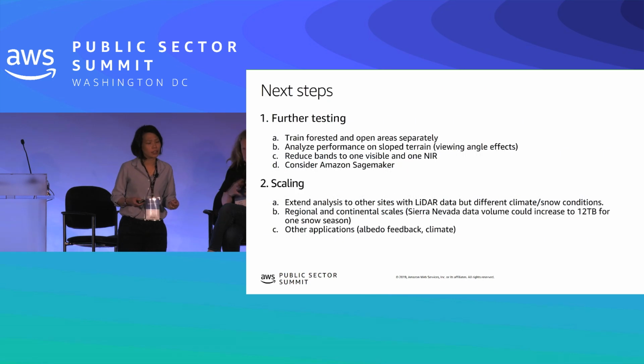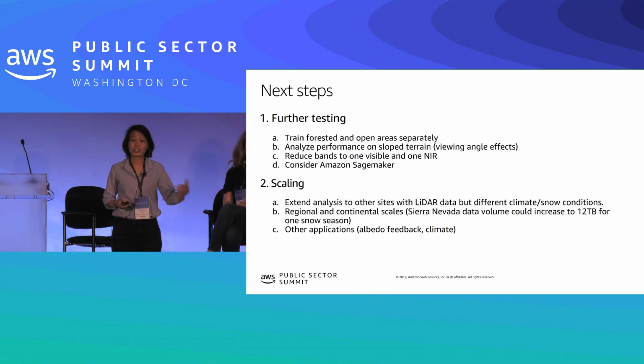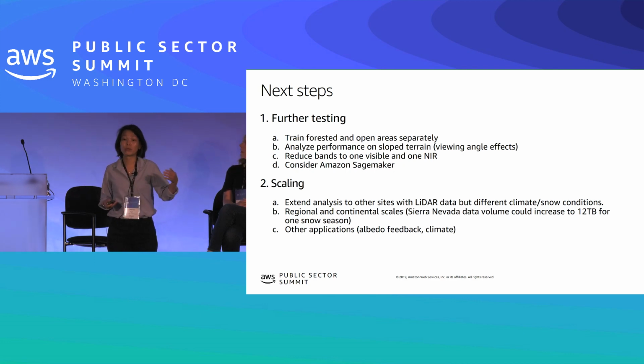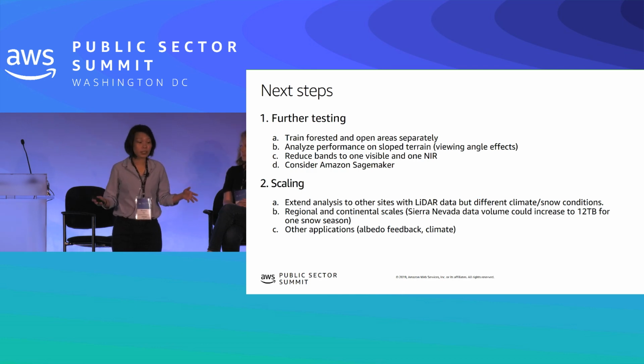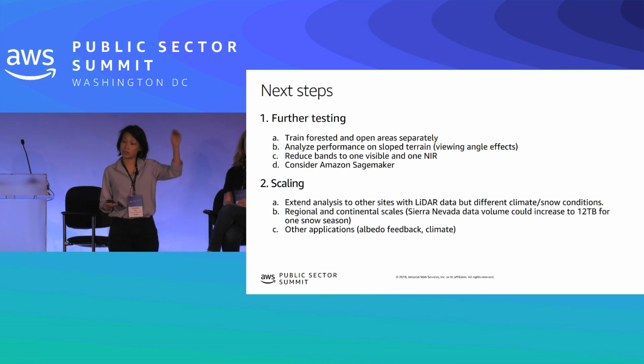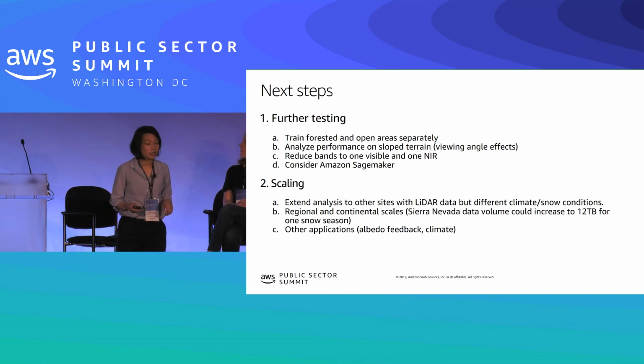But the next steps for us are really to further test this neural network. We want to train the neural network in forested areas alone versus open areas and then see how that works. And also to analyze the performance on slope terrains, because if you're interested in mountains, that's where the snow always happens. And so looking at slope terrains. And then also to figure out if we can leverage other data sets like Landsat, where there's a larger amount of bands available, right?